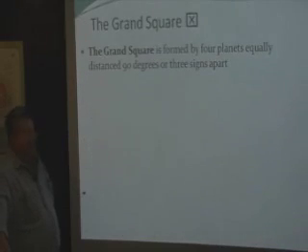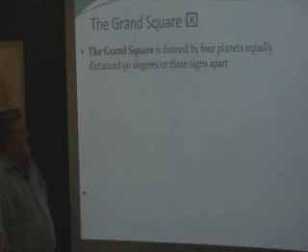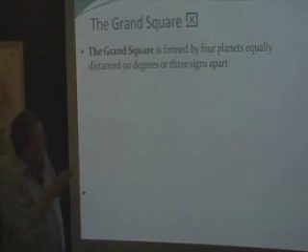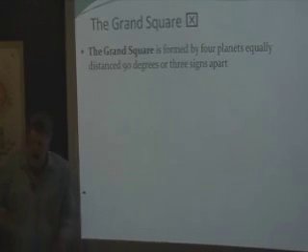There is also an aspect called a grand square, which is not present in this chart. But this is when you have four planets which are equally distant, 3 signs apart, basically 90 degrees to one another. They form a cross. And they are each forming 90 degree or square aspects to one another, 2 oppositions and 4 squares. This is considered to be one of the most stressful aspects you can have in a chart.